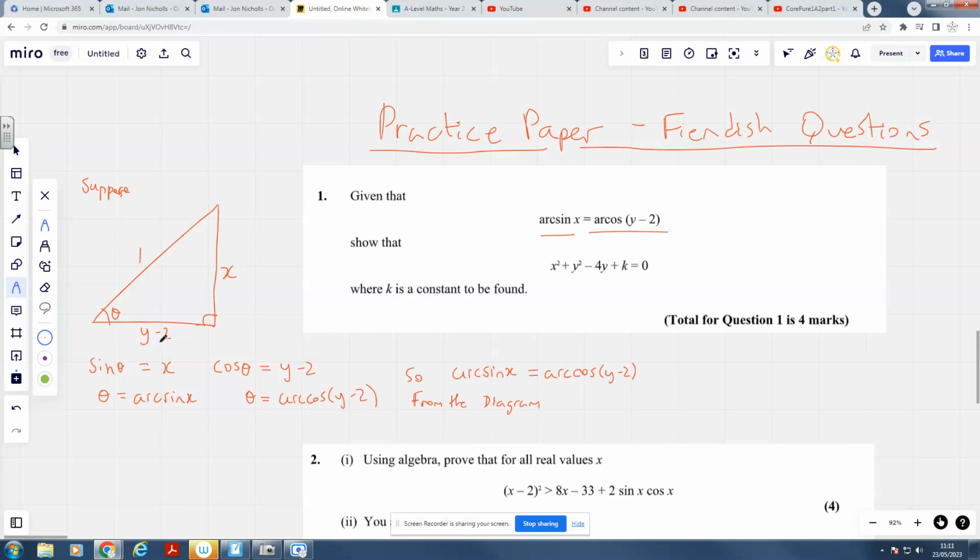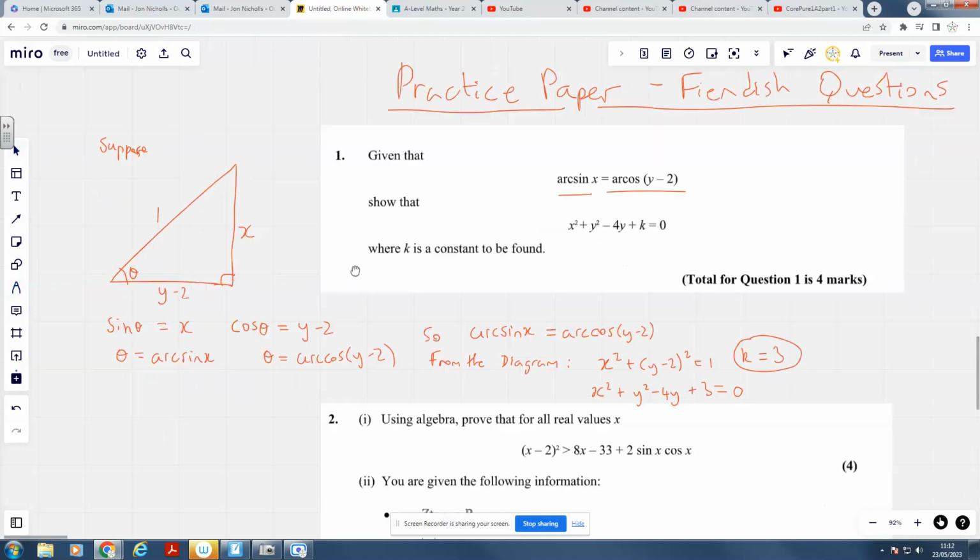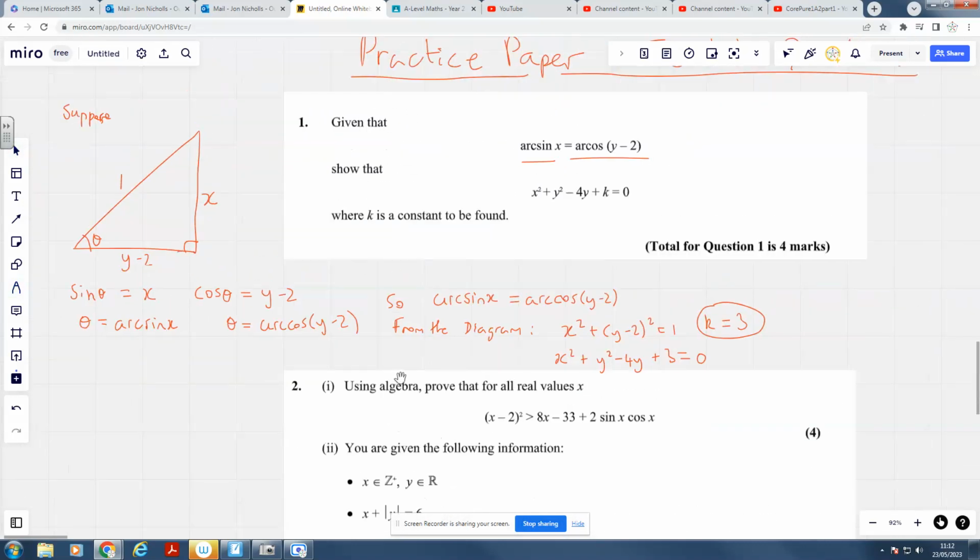we can have x squared plus (y minus 2) squared is 1 squared. Pythagoras is going to help us now. Then if you multiply it out and simplify, you're going to have x squared plus y squared minus 4y plus 4, but then take away the 1, you'll have plus 3 equals 0. And so k equals 3. And that's it. A bit of a weird question to start with, really weird, but there we go. That was the way I chose to do it.